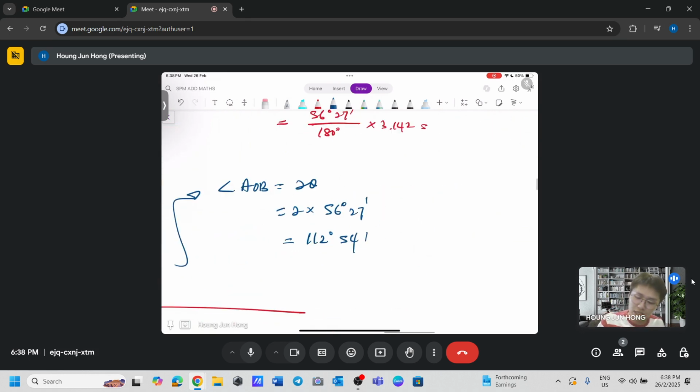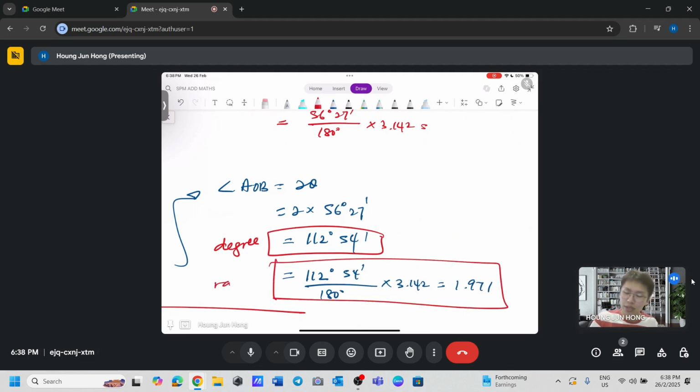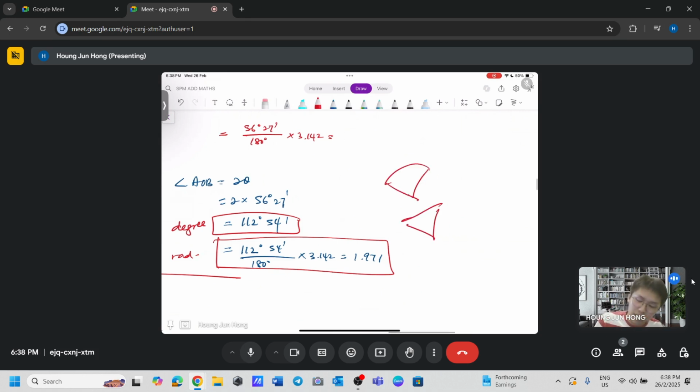Basically just always remember you have a degree. You also need to give yourself another radian. Okay, you can choose in the formula later. So that's why you have to do this again, which gives you 1.971. This is then your radian, no? Okay, then again, typically very simple, just find the pizza, find the triangle, then you minus them.